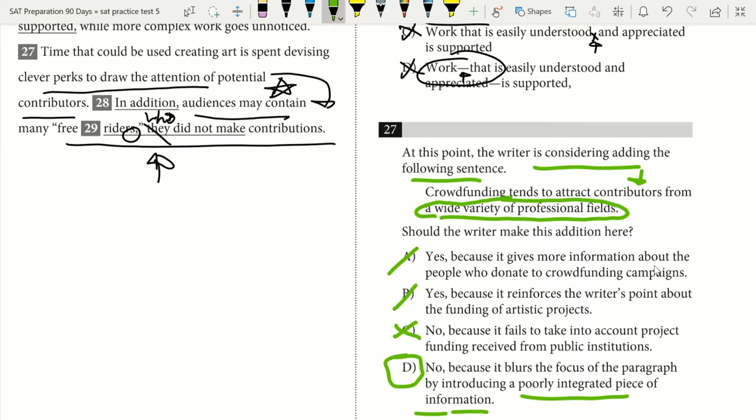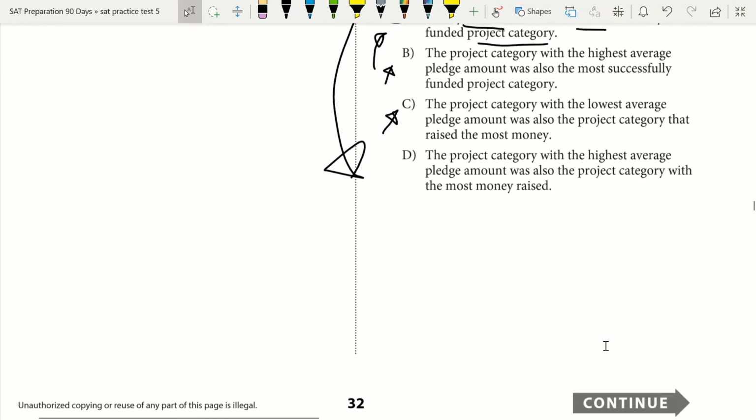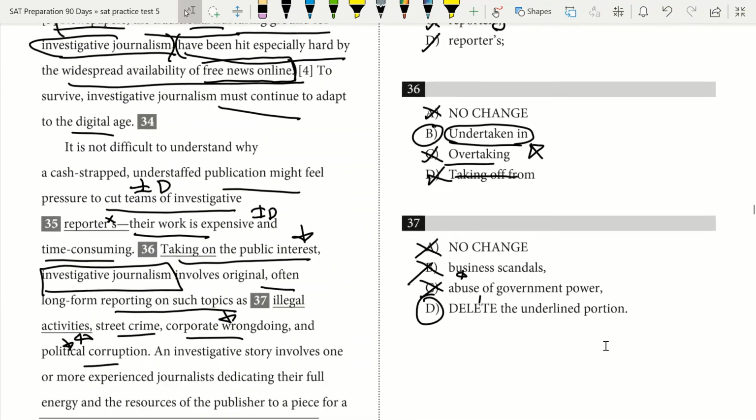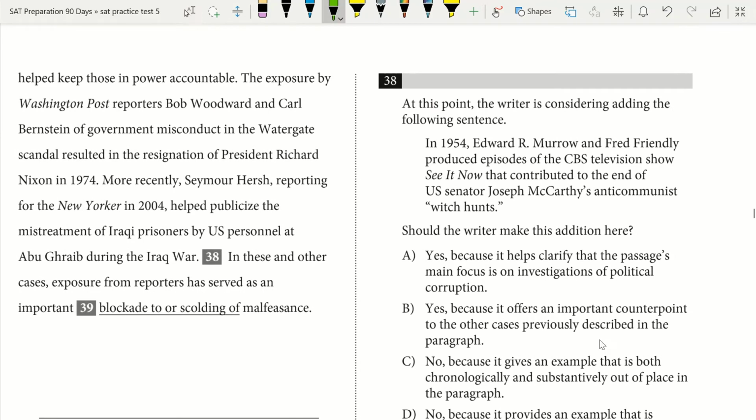At this point, I'm going to move on to question 38 to give you another example. After 38, I'm also going to touch on a few tips I have regarding these questions that weren't addressed in these particular questions. Okay, 38. At this point, the writer is considering adding the following sentence.